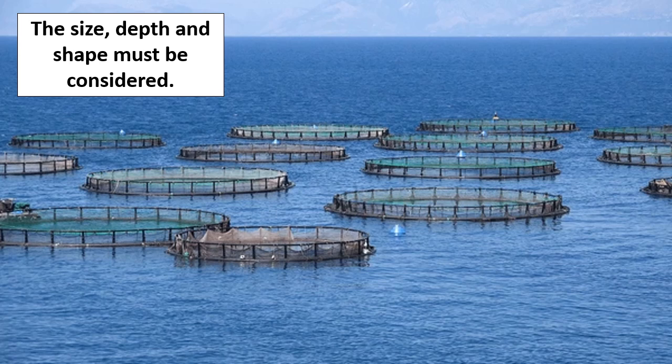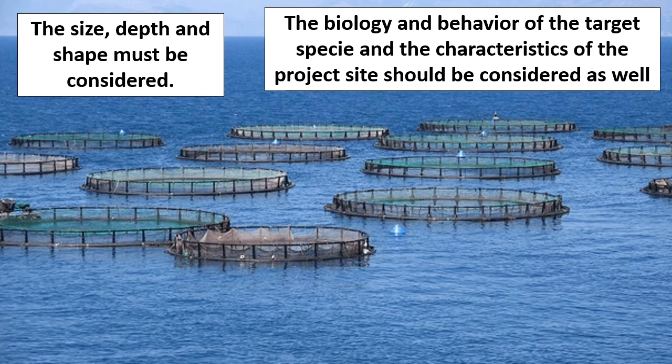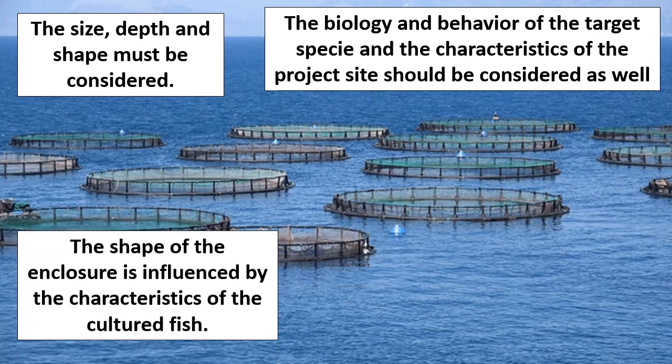Before making the layout for the fish pen or fish cage, the size, depth, and shape must be considered, which are dependent mainly on the ability of the owner as far as operation and maintenance is concerned. The biology and behavior of the target species and the characteristics of the project site should be considered as well. The design must be simple but durable, easy to construct, and economical.